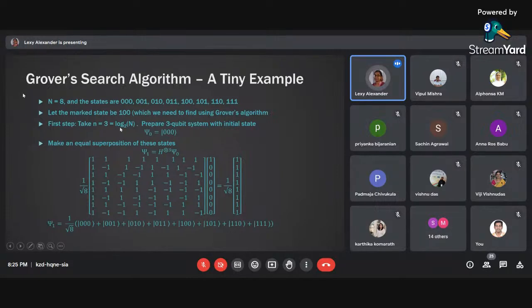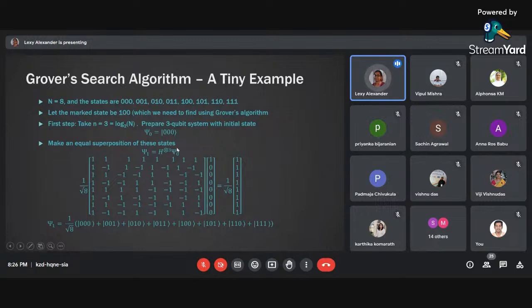First we take n equal to 3, that is log2 of capital N, so that many qubits. We prepare a 3-qubit system with the initial state where all 3 qubits are 0, 0, 0. So the corresponding amplitude vector will be 1 and 7 zeros. Now we have to make an equal superposition of these states. This is the first step. So we will get a new state, psi1, which is the 3-fold tensor product of H applied to psi0.